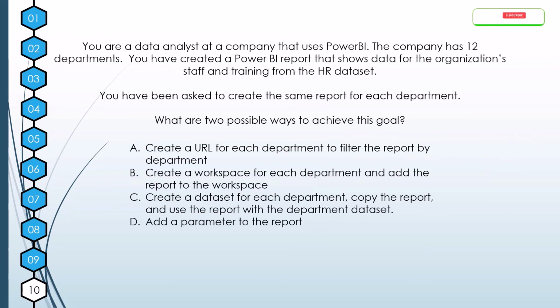You are a data analyst at a company that uses Power BI. The company has 12 departments. You have created a Power BI report that shows data for the organization's staff and training from the HR dataset. You have been asked to create the same report for each department. What are 2 possible ways to achieve this goal? A. Create a URL for each department to filter the report by the department. B. Create a workspace for each department and add the report to the workspace. C. Create a dataset for each department, copy the report, and use the report with the department dataset. D. Add a parameter to the report. The 2 possible ways are A and D.